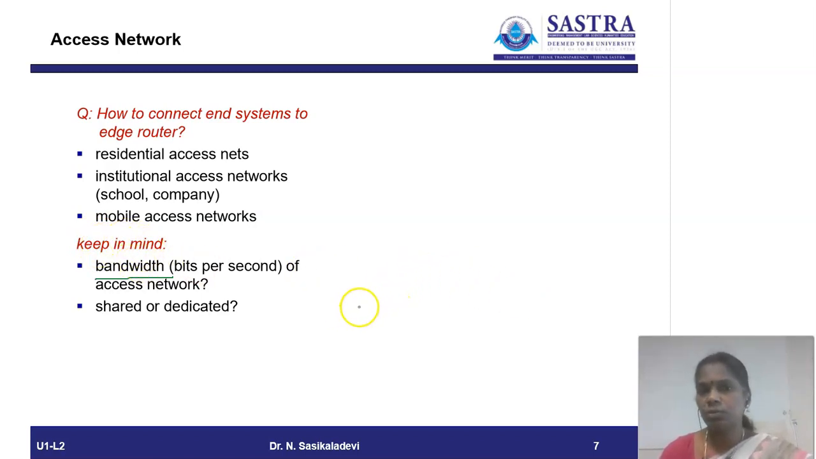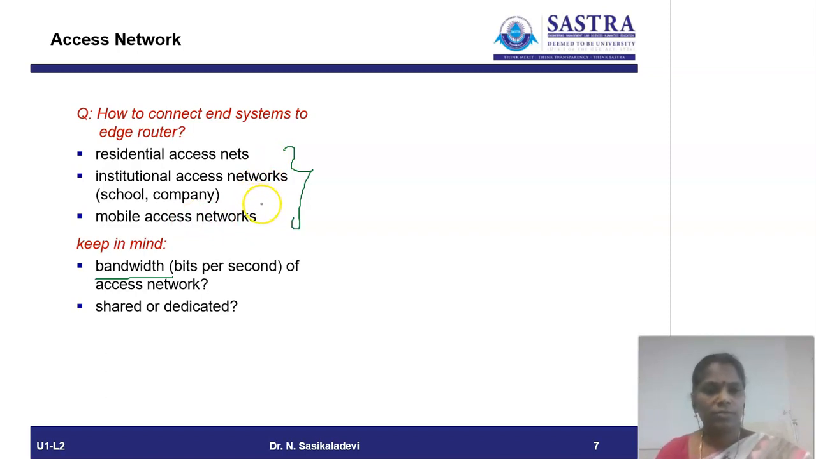We have to think about that also, so that you can understand the way in which the channel is accessed by more than one user at the same time: shared channel and dedicated channel, and the difference in terms of bandwidth. We are going to discuss three different types of access network: residential access network, institutional access network, and mobile access network. All these three networks are for accessing the internet.